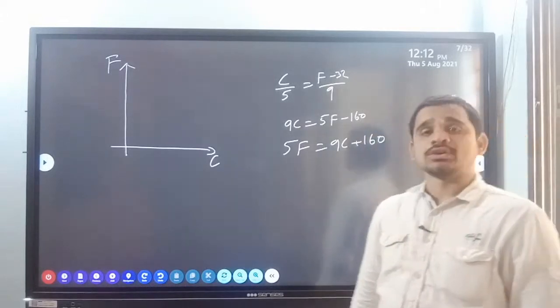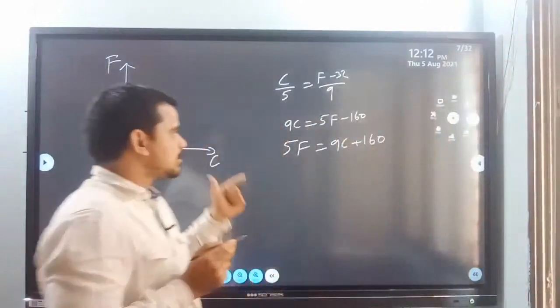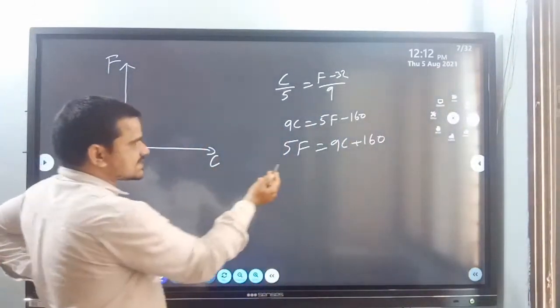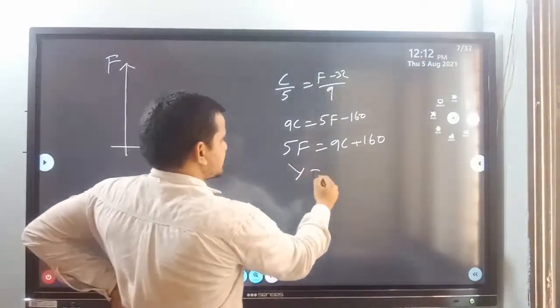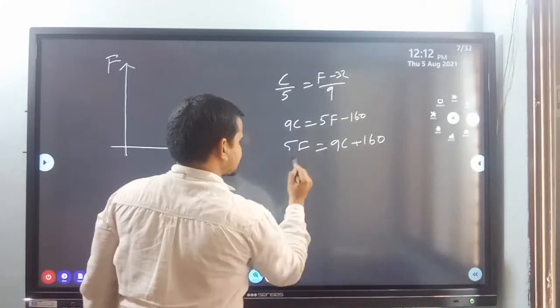9C plus 160, correct? Now how can I draw the graph here? Simply between the F and C. See, this is like y is equal to mx plus c. Okay, anyway, I will write like this. One more step, let us take it.